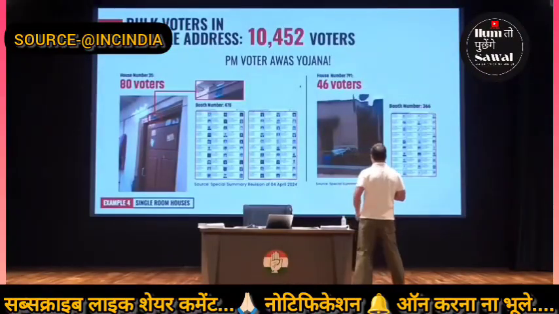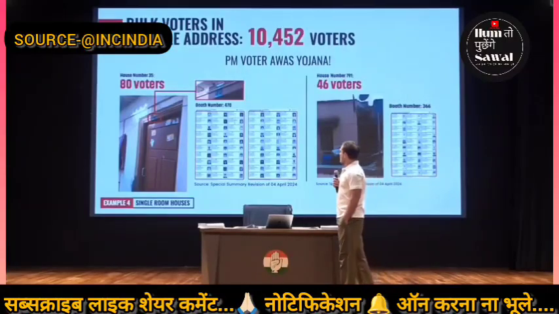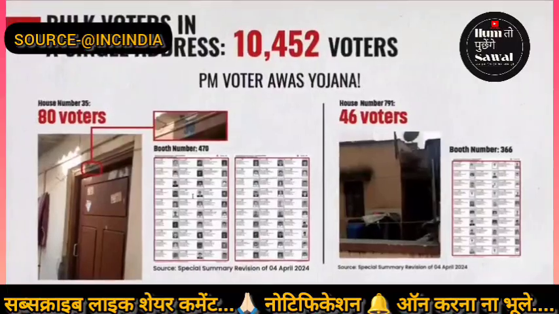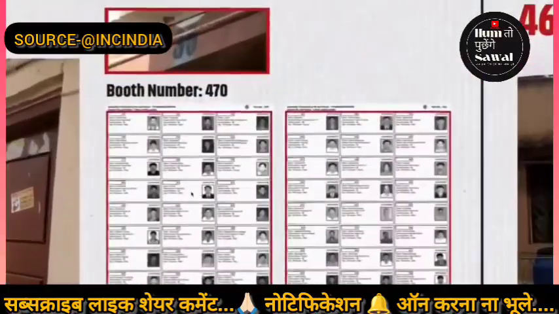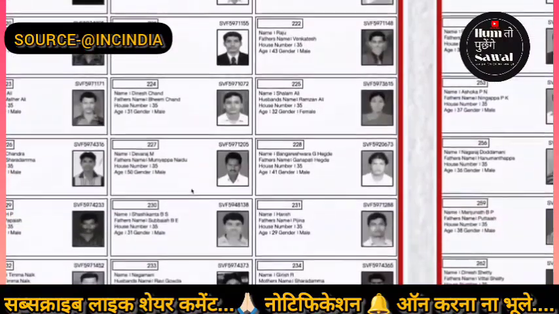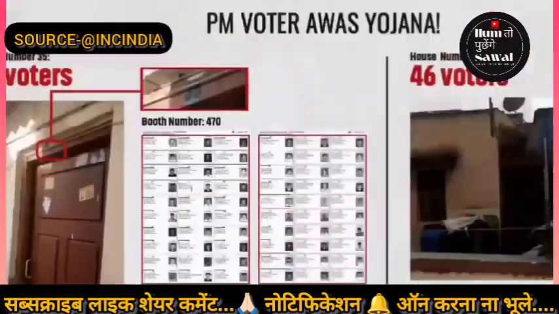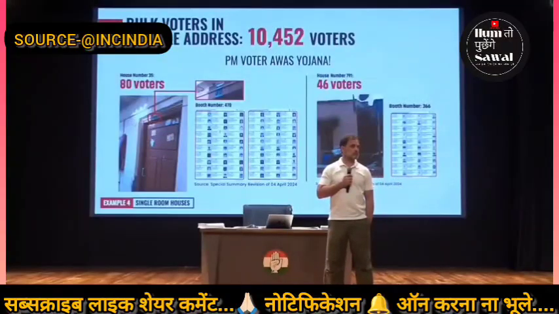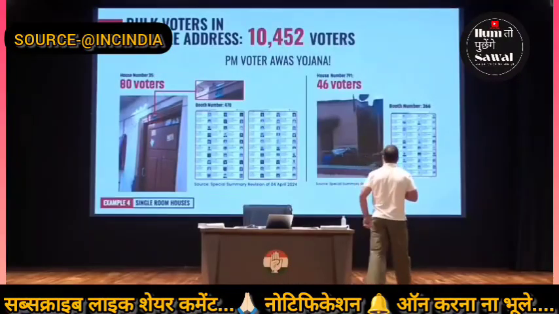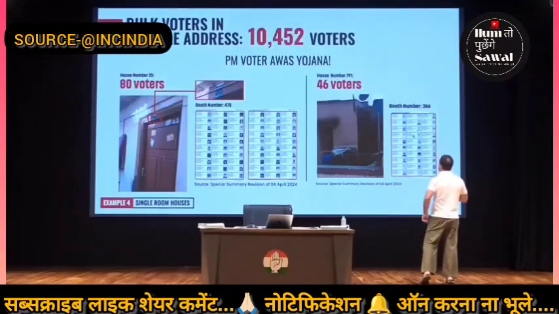Next, here is house number 35. 80 voters live in this house. We sent people to check. They got beaten up. These 80 people live in this house. It's a single room house. Here's another one. Booth number 366. Zoom in on this.